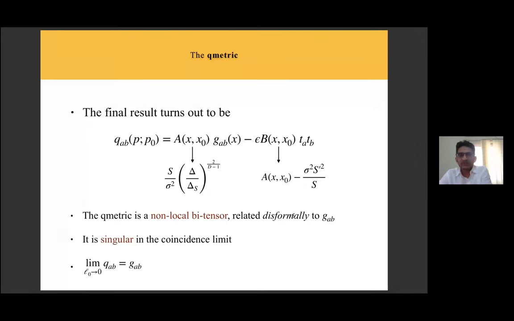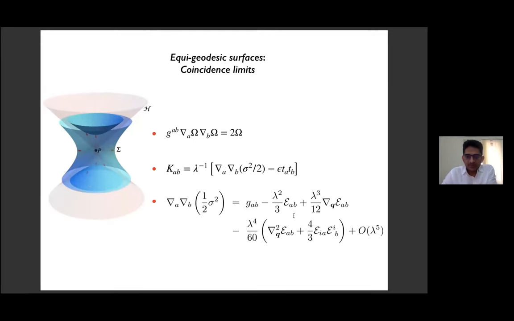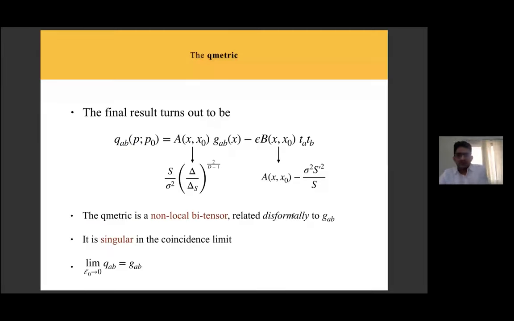So let me come back to the final result and describe to you in one slide how you can arrive at it. If you impose all the conditions I've indicated before, you can fix your effective metric in terms of g_AB and the tangent vectors to the geodesic at one of the endpoints, which is indicated here by t_A. So just remember this figure, it has all the things. That is the structure that it takes.